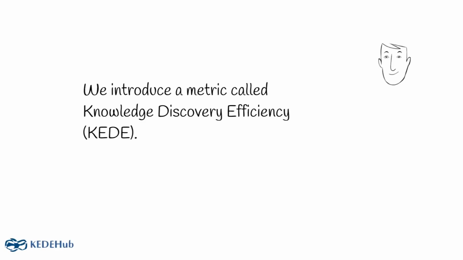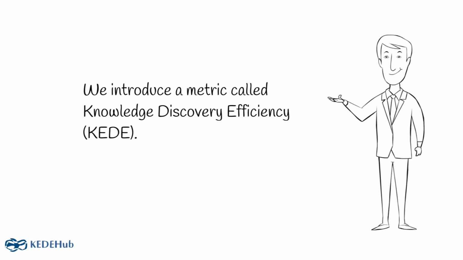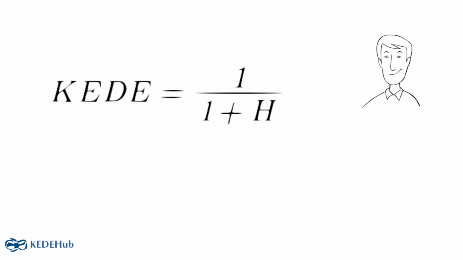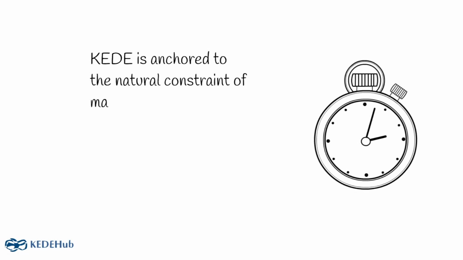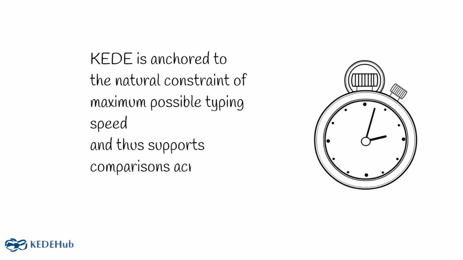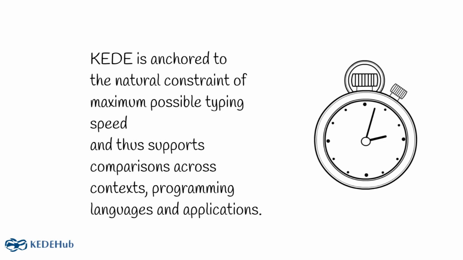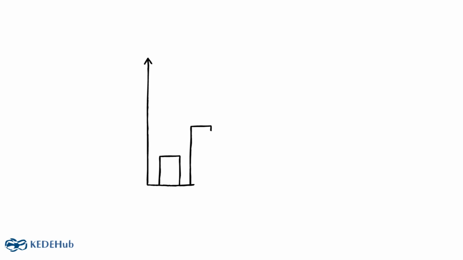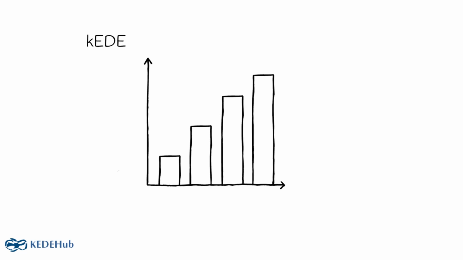We introduce a metric called knowledge discovery efficiency, or KEDE. KEDE is a ratio between how much knowledge a software developer discovered for a time period, and a predetermined constant, representing an estimated maximum knowledge that could possibly be discovered for the same time period. KEDE is anchored to the natural constraint of maximum possible typing speed, and thus supports comparisons across contexts, programming languages and applications. When presented as percentage, KEDE has a minimum value of 0, and maximum value of 100.